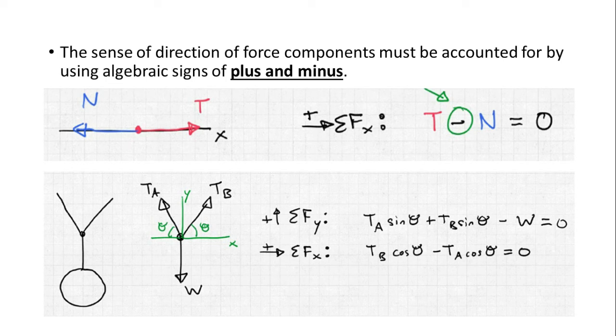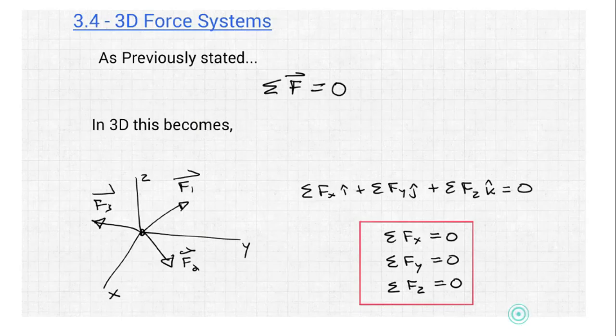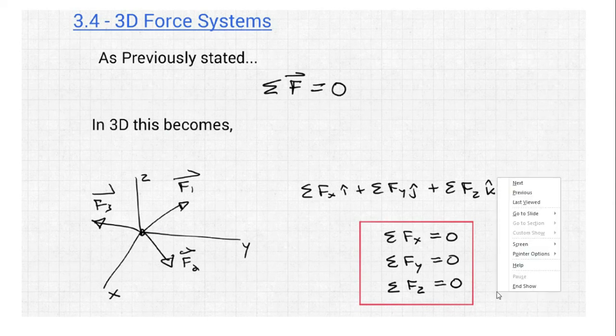Okay, so this is a very important slide, and you should study it very carefully. Now we go to another force system, which is a 3D force system.